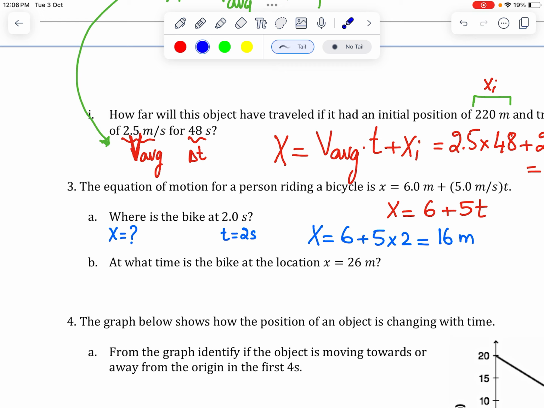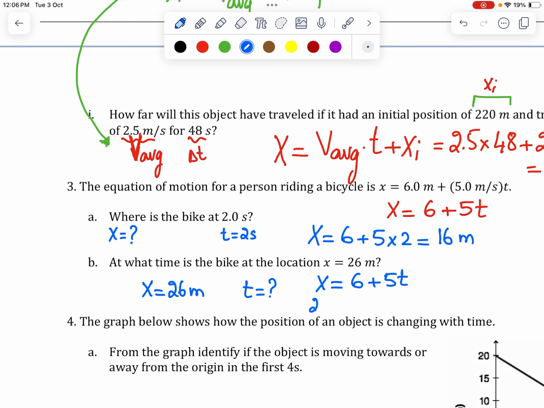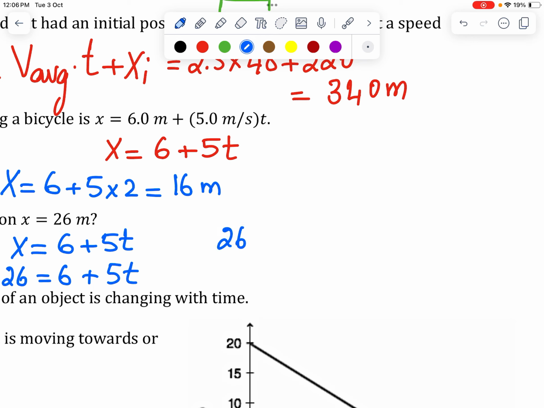Second, part B, at what time is the bike at the location X equals 26? Now here, given X equals 26, I need to find the time. So X equals 6 plus 5t. I replace X by 26, leaving the time as the unknown. After computing, I will have 26 minus 6 equals 5t. 20 is 5t. T equals 4 seconds.